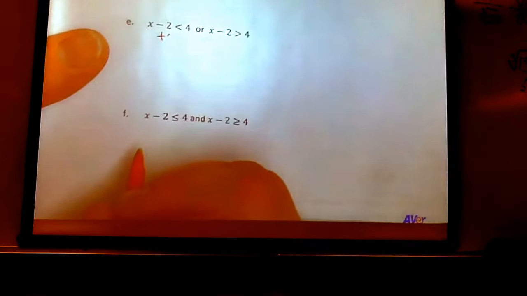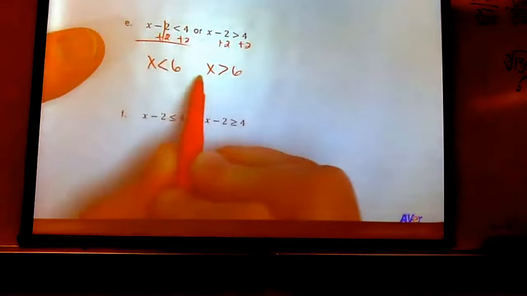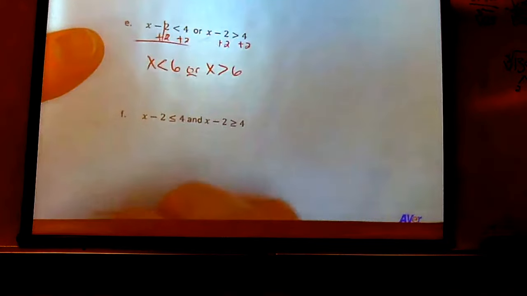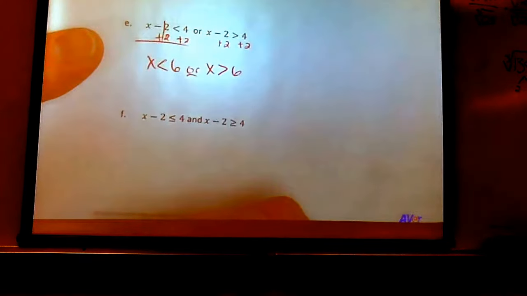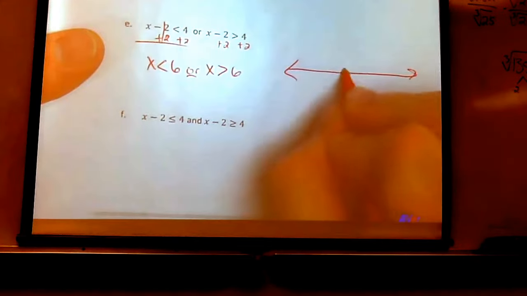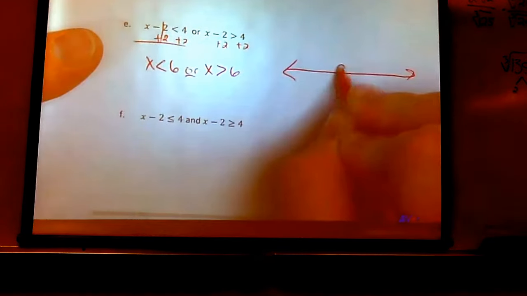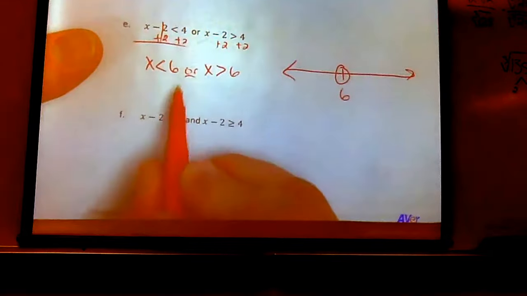So basically, you solve them both. Add 2 to both sides, you get x is less than 6. Add 2 to both sides, you get x is greater than 6. Well, how do you do x is less than 6 or x is greater than 6? 6 goes both ways. It's just 6, and then what goes on 6? A closed circle. Close. Open circle. And it goes both ways, because it's never equal to 6.